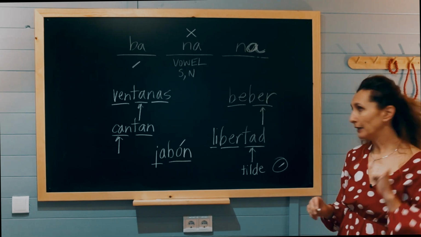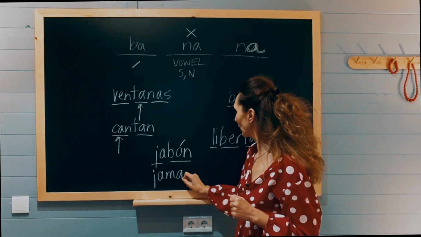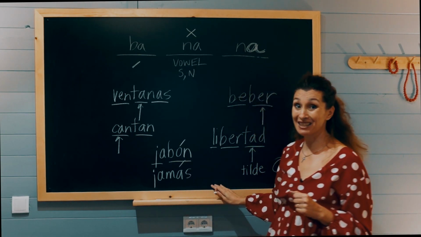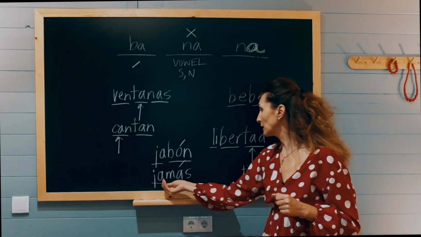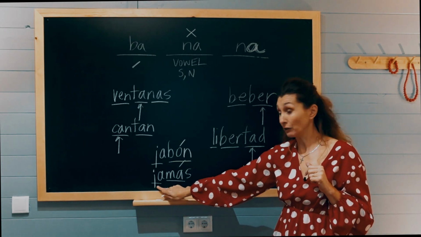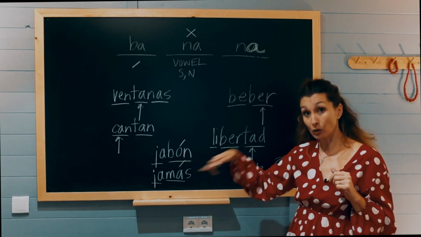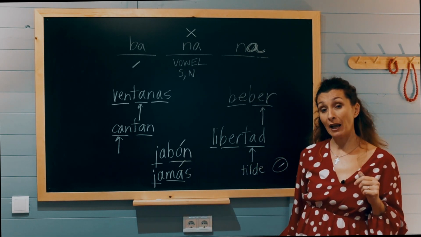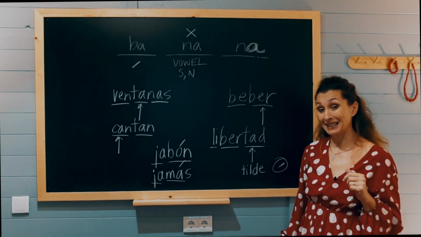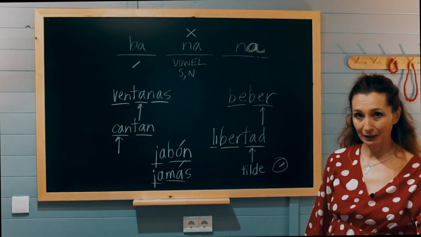Jabón. Another one that ends in S, jamás. Again, two syllables, ends in S. You would expect the accent to be on this one, and yet it's on the last one. And because we've broken the rule, we have to indicate it with this tilde. Jamás means never. Never, ever.